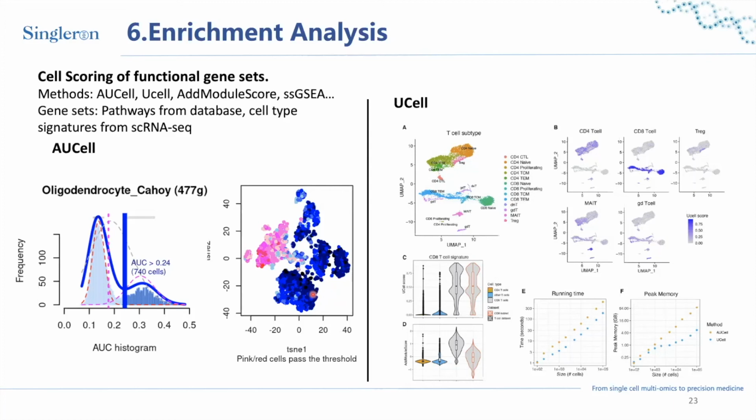It's very useful. UCell is another one, very similar to AUCell. It can also score every cell for the functional gene sets. However, compared to AUCell, the computational running time of UCell is extremely low, so it's very efficient. So maybe you can also use UCell as a choice for cell scoring.